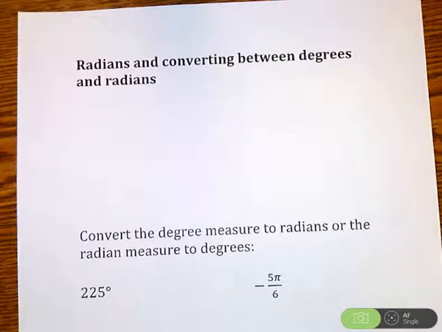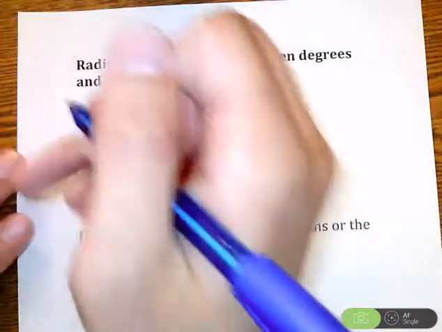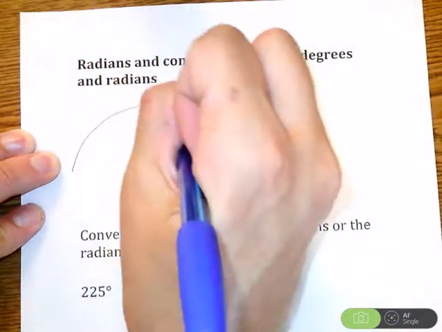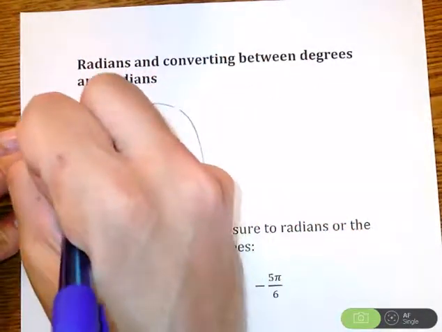Hey guys, we're going to talk about radians and converting between degrees and radians. So far at this point, you've probably been doing a lot of things with degrees. Now I want to introduce you to what in the world is a radian and how we can convert between degrees and radians. So to start, let's just talk about what in the world is a radian.